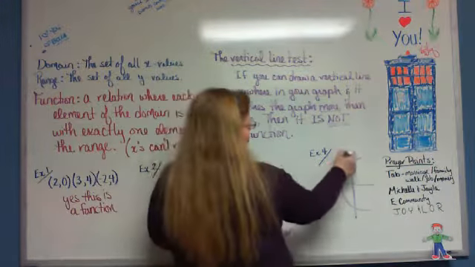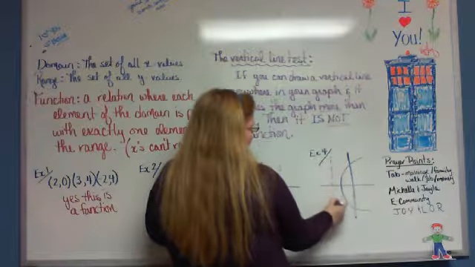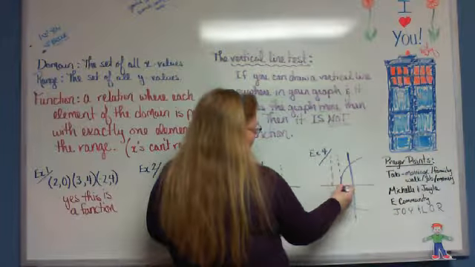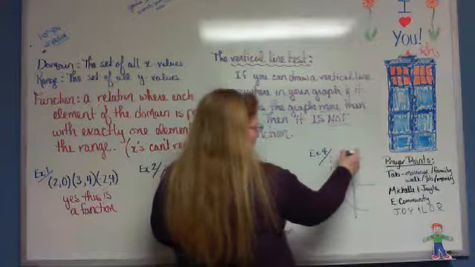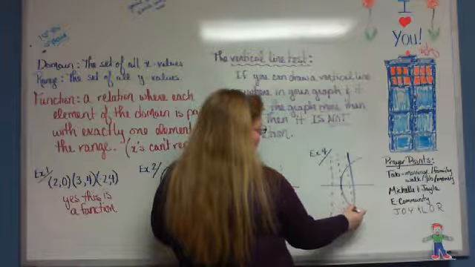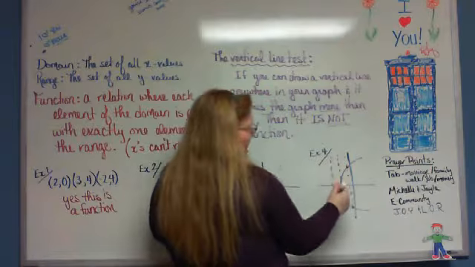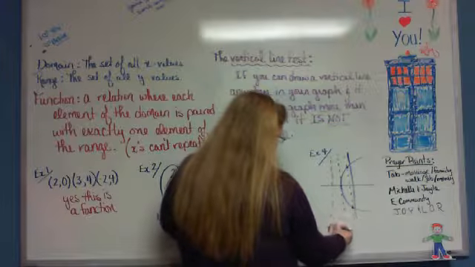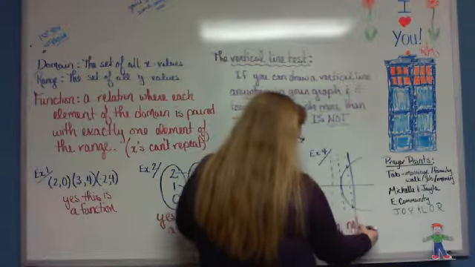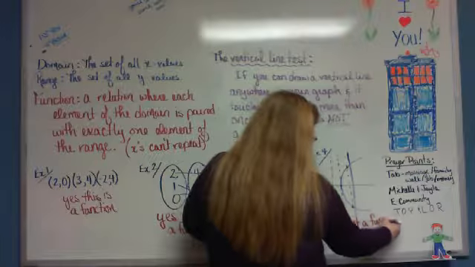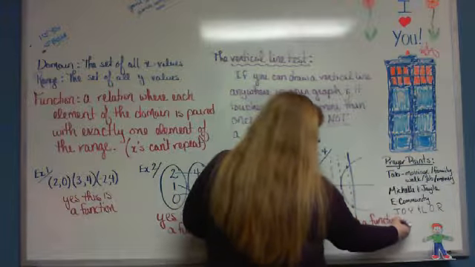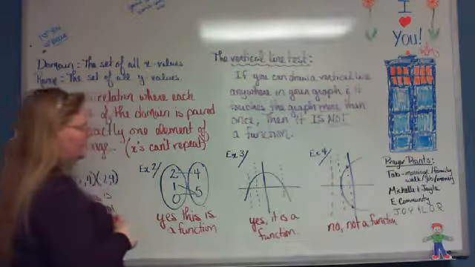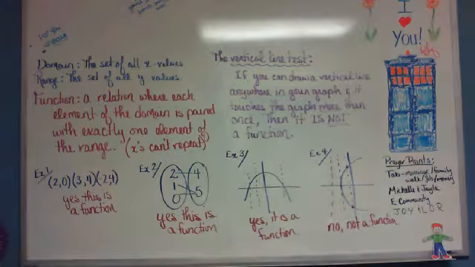Over here, if I start drawing vertical lines in here, I could draw one over here. It doesn't touch it at all. That's cool. I could draw one right here, and it's only going to touch it once there. That's fine. But as soon as I get over here, I have it touch it down here and up here. That's twice. That twice is more than once. So, no, this is not a function. Yes, it is a function. No, it's not a function.